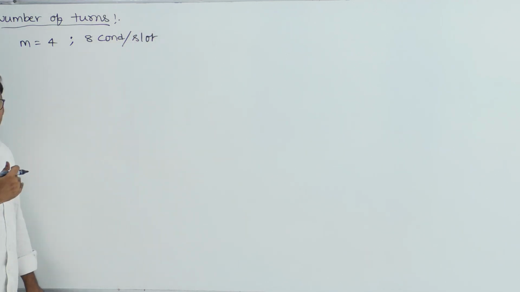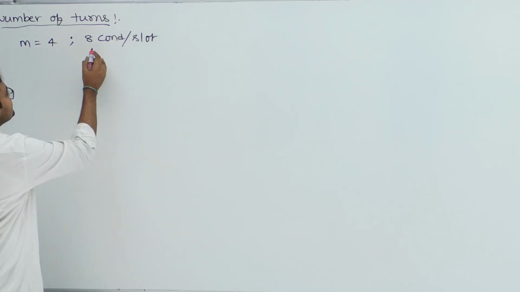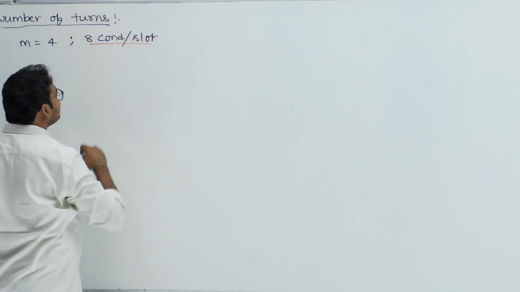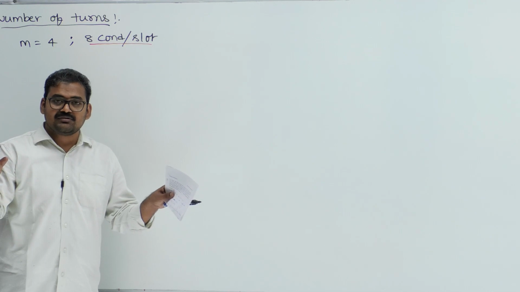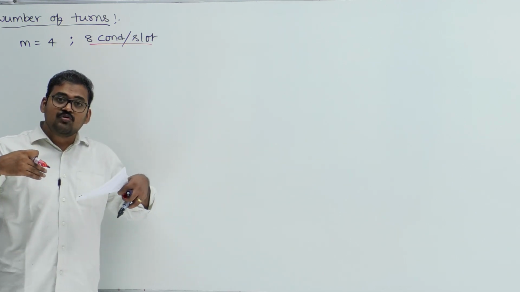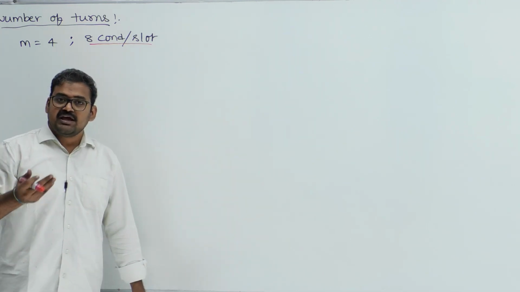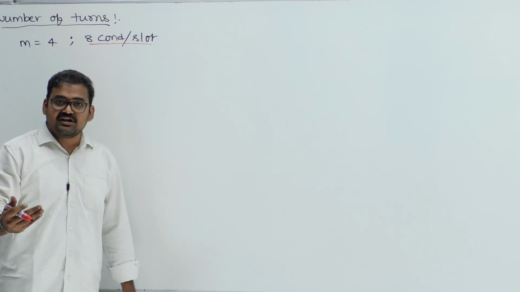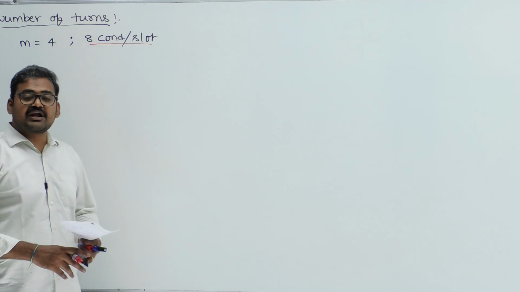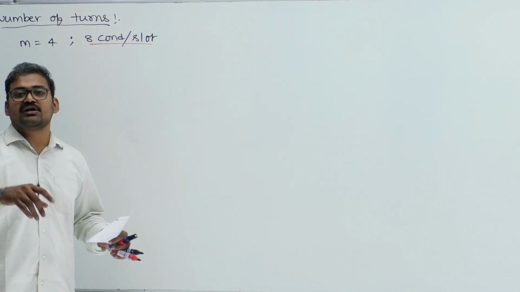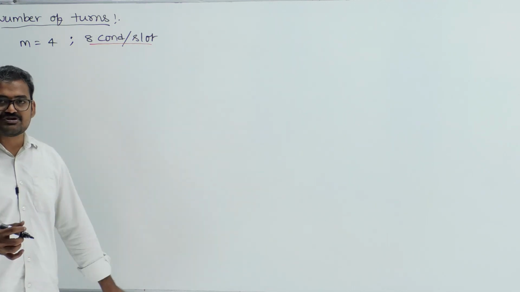So what my first intention is, as the number of conductors per slot is given, if I know how many slots are available in total, I can get the total number of conductors. When we know how many conductors are available, from that we can calculate how many turns are available. So try to find out how many overall slots are available in the given machine.